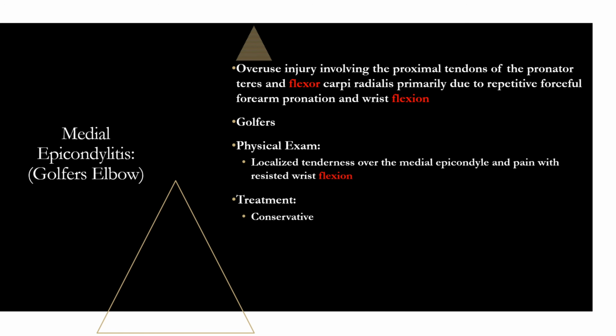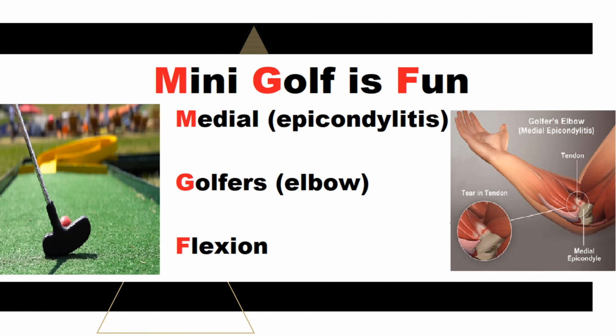If you can remember one, by method of exclusion, you can remember the other, and here's how you're going to do this. With medial epicondylitis, I want you to remember mini golf is fun. As soon as you think of golfer's elbow, you remember mini golf is fun. Mini, the M, helps you remember this is the medial epicondyle, so medial epicondylitis. Golf obviously stands for golfers because this is known as golfer's elbow. And the F, the most important thing, helps you remember this is all about flexion. So if you remember mini golf is fun, you can remember medial epicondyle, golfers, flexion.